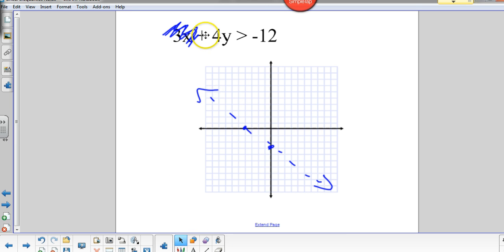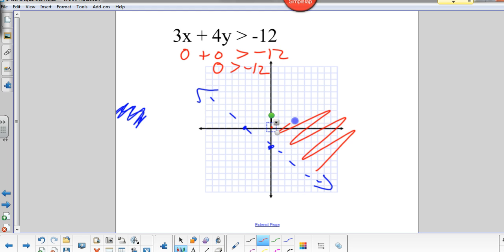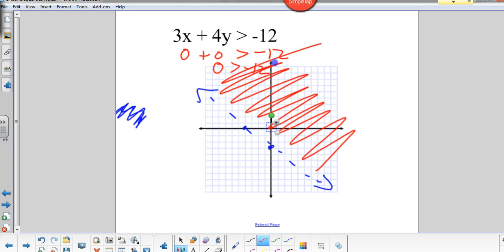And then I'm going to test 0, 0. So 3 times 0 is 0, plus 4 times 0 is 0. Is 0 greater than negative 12? Yes, it is. So, again, here's where 0, 0 is. The side that 0, 0 is on is where all the solutions are. So I would shade that side. Okay? So that's linear inequalities.